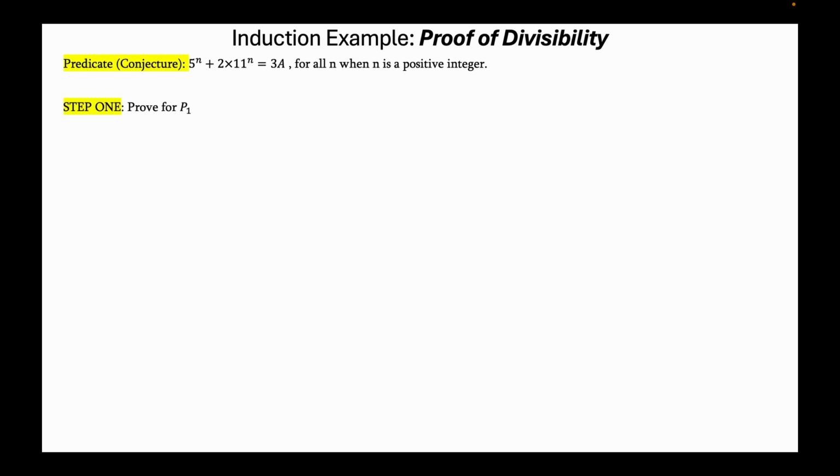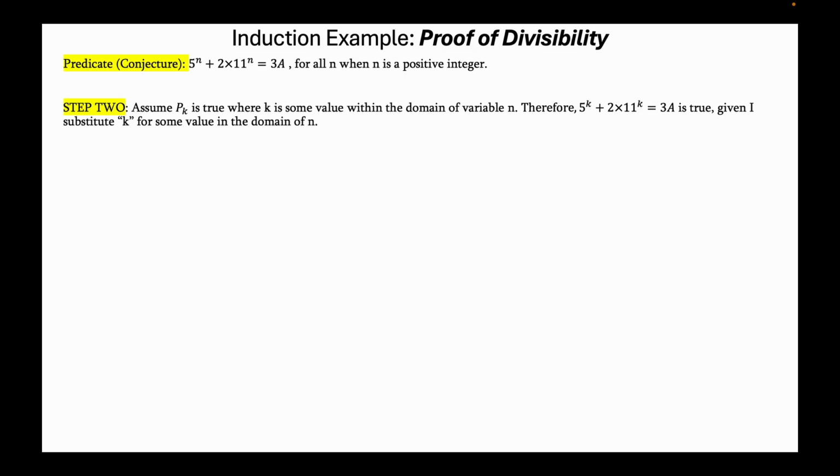So first I want to prove it for the most basic case, when n is 1. So 5^1 + 2 × 11^1 should be divisible by 3. So clearly a has a number that it can be which makes this equation true, and that's 9.